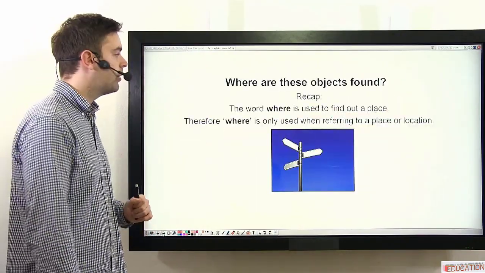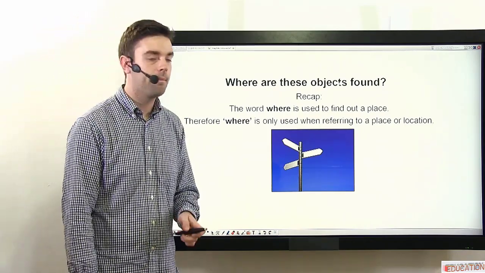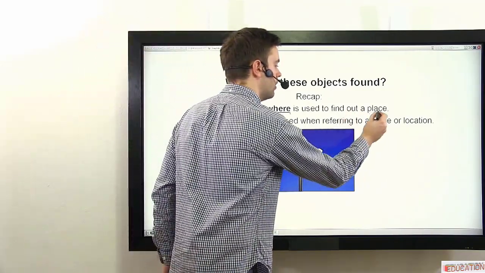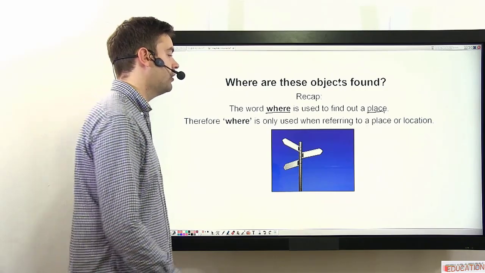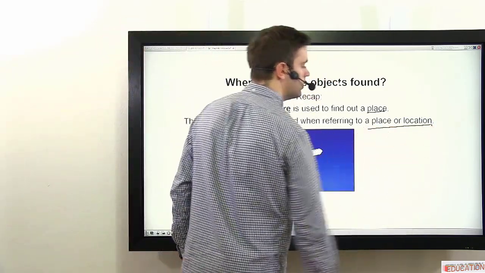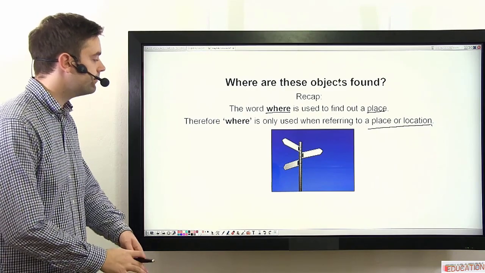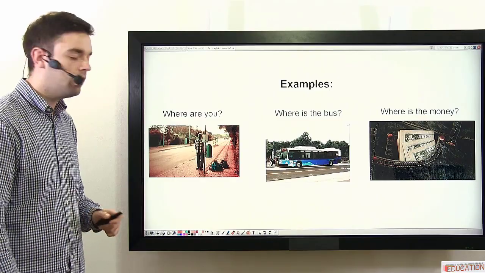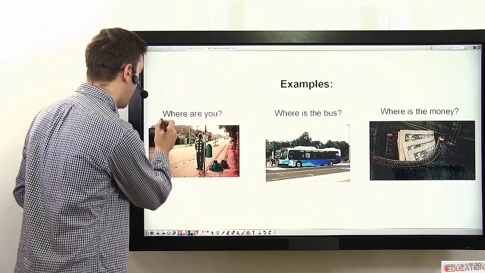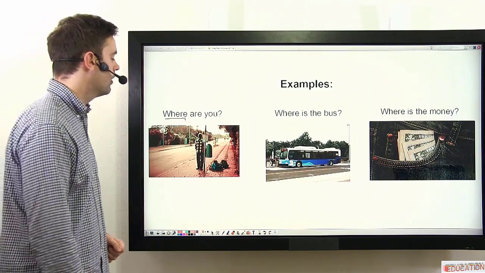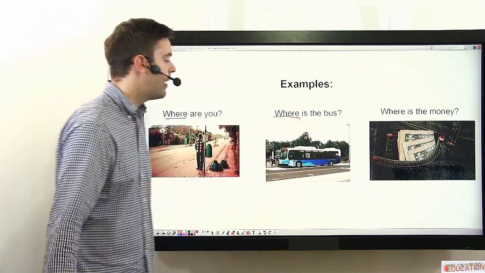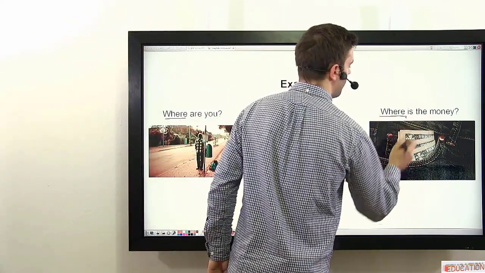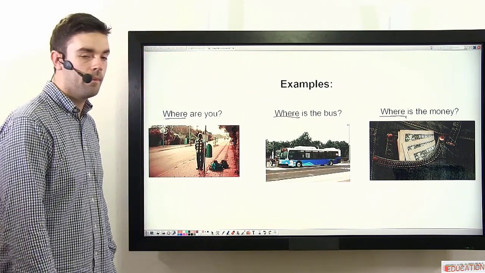So where are these objects found? Where? The word where is used to find out a place. Therefore, where is only used when referring to a place or location. For example, where are you? Where is the bus? Where is the money?